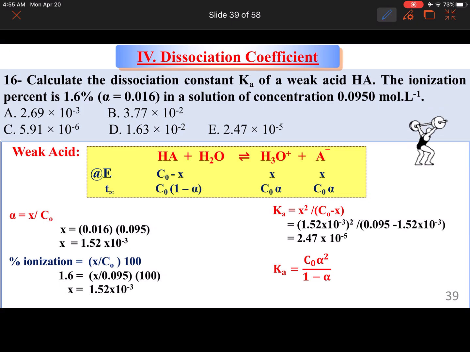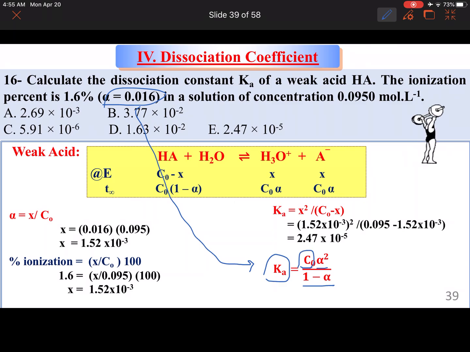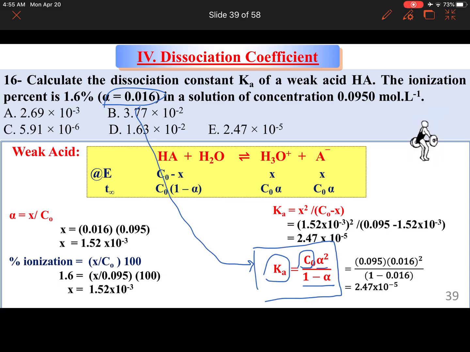This is just as a pointer. Again, Ka in terms of alpha is concentration times alpha squared divided by 1 minus alpha. And since you have the alpha and you have the initial concentration, you can get Ka. And in this sense, they also did no negligibility here. They didn't neglect anything in the derivation of Ka. So with simple substitution, you should get the same answer, and indeed the answer is the same, and the answer is E.